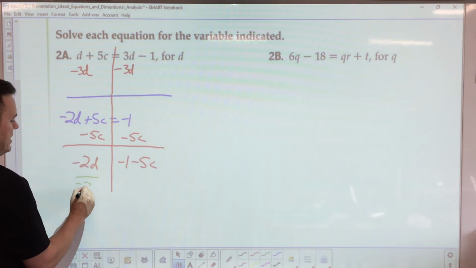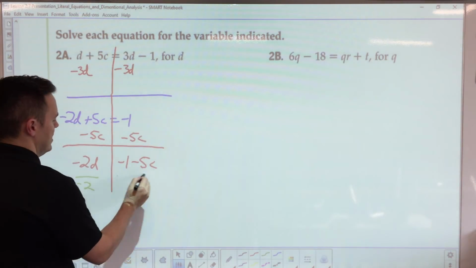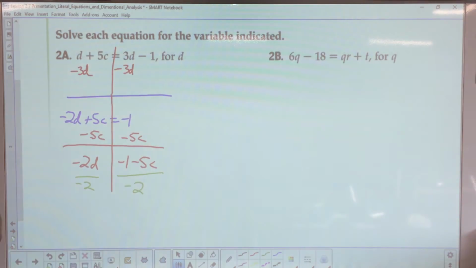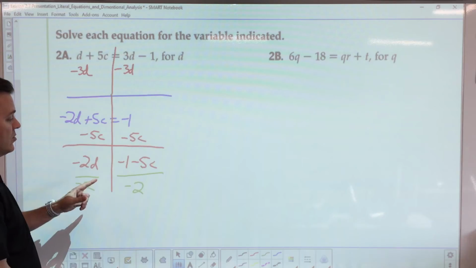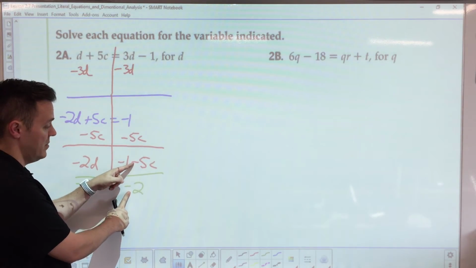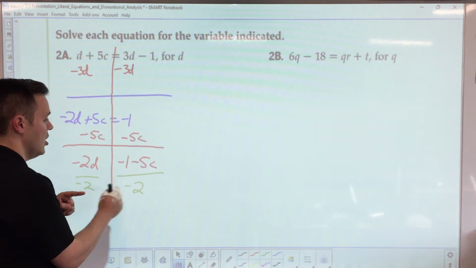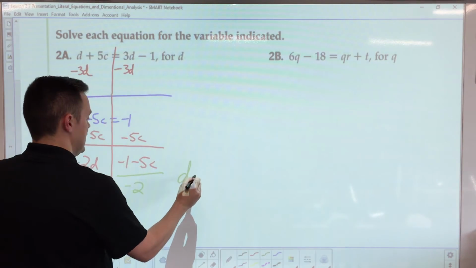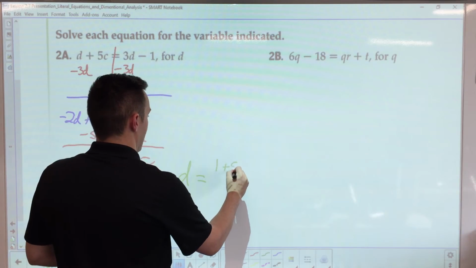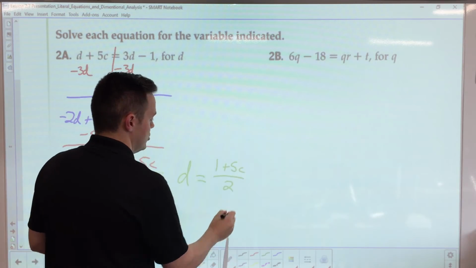Divide this bad boy by negative 2. You want to get rid of the negative. Divide this bad boy by negative 2. And then what do you end up getting? Now, make sure you guys understand one thing. Negative divided by negative is what? Positive. So, your actual answer on this one is d equals 1 plus 5c all over 2.